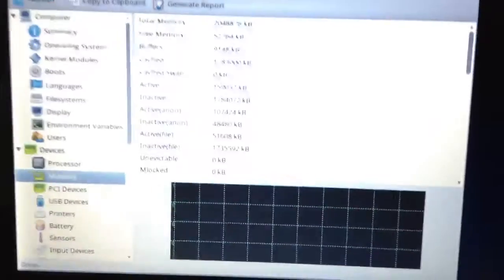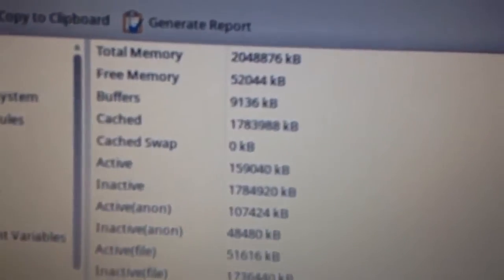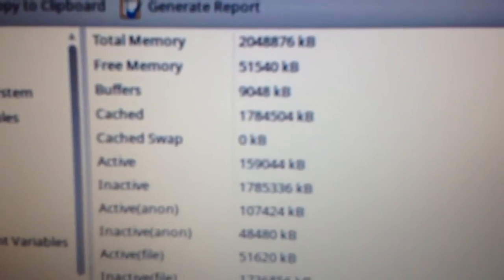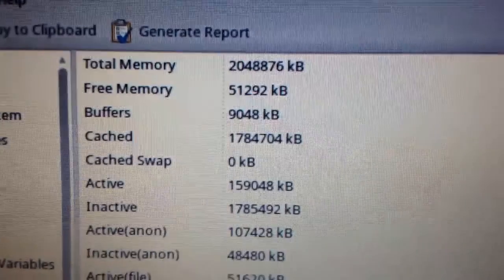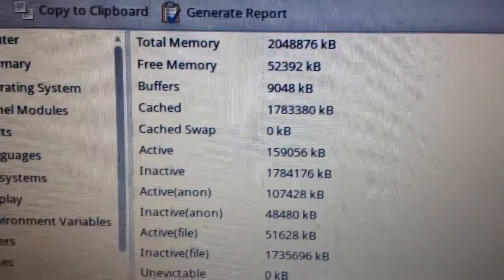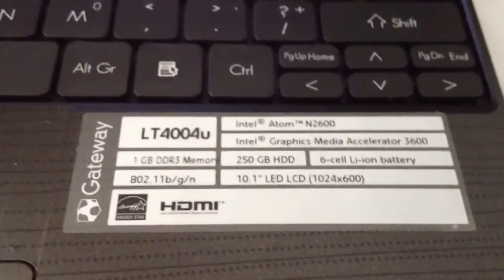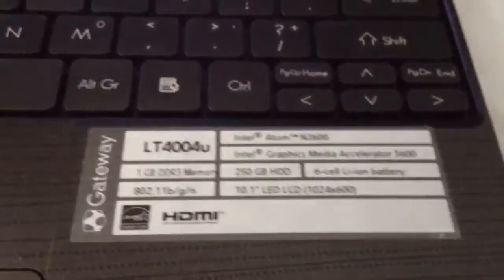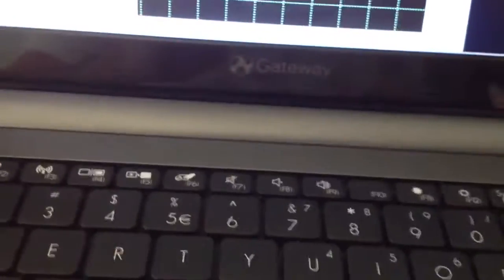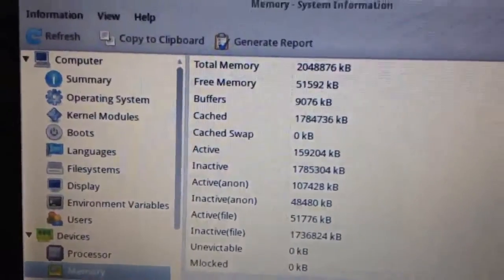Okay, Pips, I have managed to put in 2 gigs of memory. That's gonna be 2 gigabytes of memory. And this little baby, where it says that maximum memory is supposed to be 1 gig. Well, they were wrong. That's 2 gigs right there, and it works perfectly.